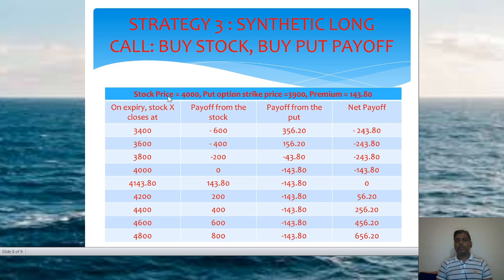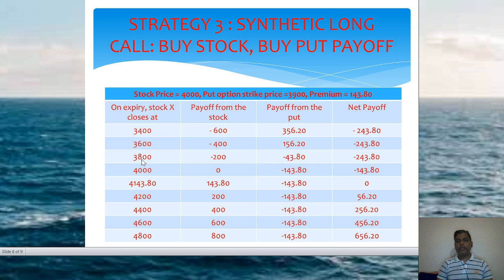Now let us try to understand how we calculate the payoff for the synthetic long call option. As we know that we have bought stock X at a price of 4,000 rupees and we have bought put option of strike price 3,900 at a premium of 143.80. So if on expiry the spot price of stock X closes at 3,400, we will have 600 loss from the stock. We will have 356.20 profit from the put option, and the total loss would be 243.80. If it closes at 3,600, we will have 400 loss from the stock, 156.20 profit from the put option, and the total loss would be 243.80.